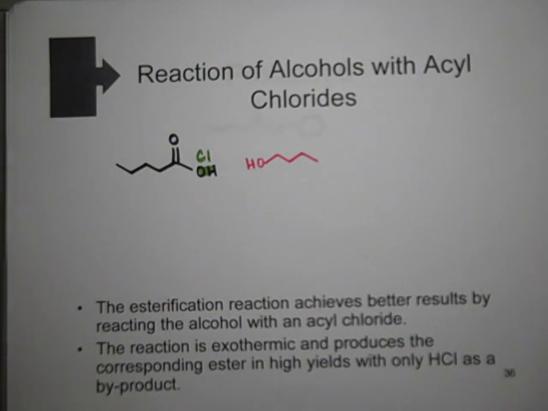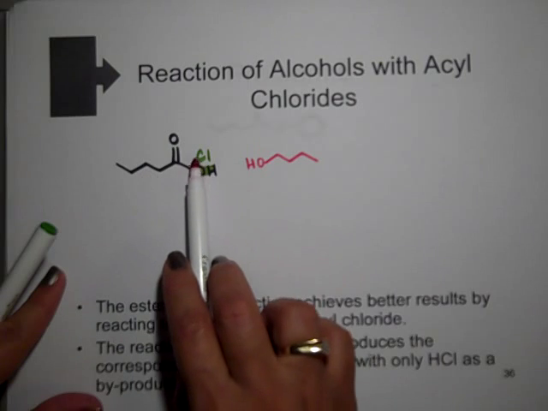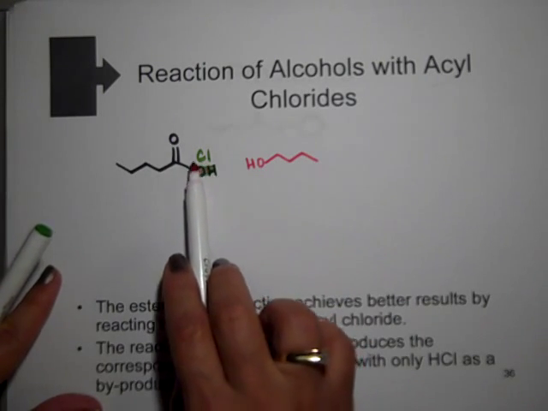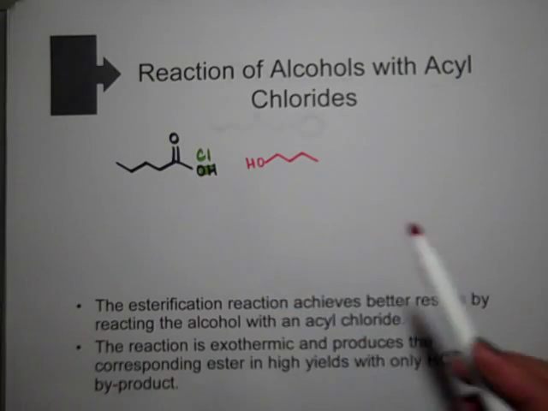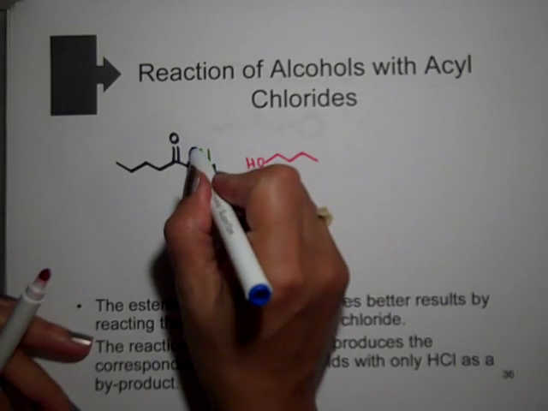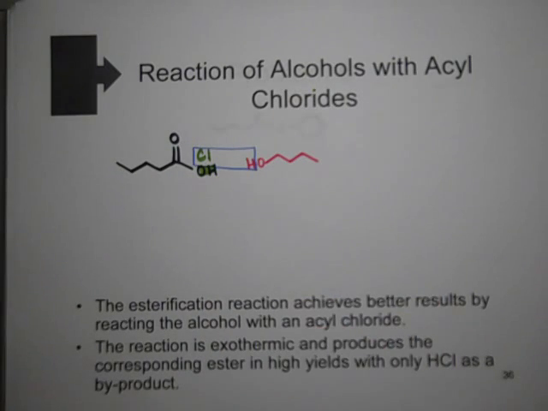The difference between the Fischer esterification and the reaction of alcohols with acyl chlorides is that instead of a carboxylic acid, I have an acyl chloride, which is just a chloride instead of the OH. All right, we're going to be eliminating HCl. So we're going to use a base right here. The mechanisms of this reaction, you're going to learn them in the second semester. So it's not like I'm giving you a free card.